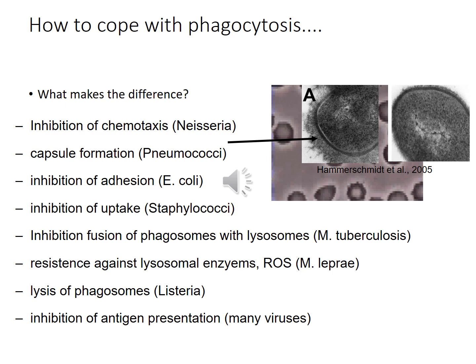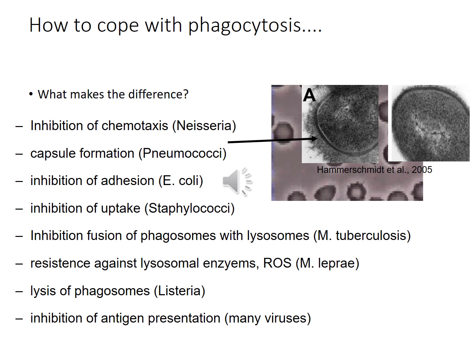The pneumococci can form a capsule around itself, and this capsule is basically a slime ball surrounding the bacteria, making it very slippery. And this capsule formation is very important for the pathogenicity of the pneumococci. E. coli can inhibit adhesion, which is the first step of the phagocytosis. Staphylococcus can inhibit uptake, the second step. Tuberculosis can inhibit the fusion of phagosomes with lysosomes.